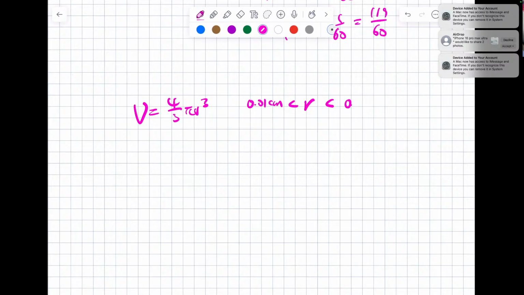Because we cannot see that. There's no way that we can see that.